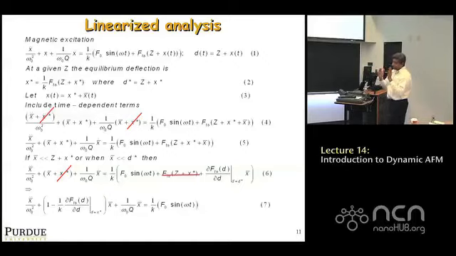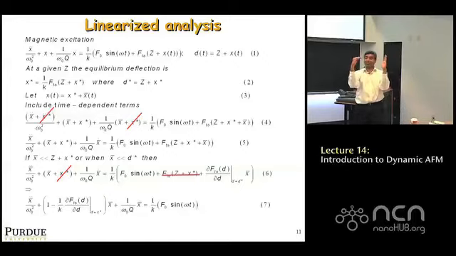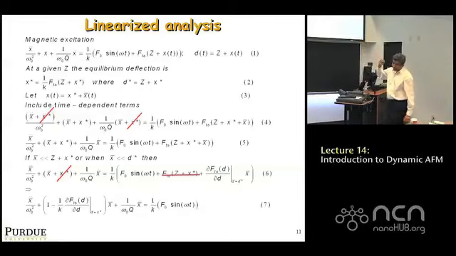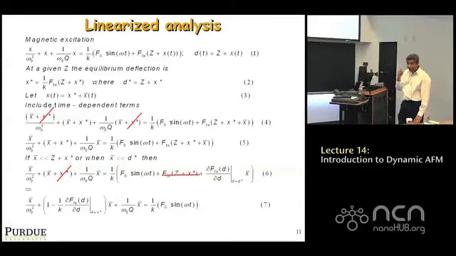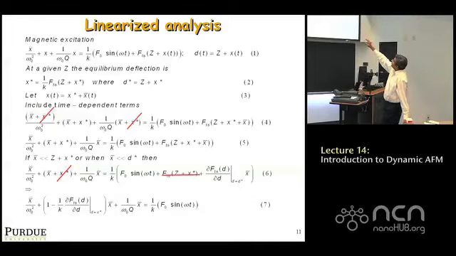Now, so what we have is the surface is here, the cantilever is slightly bent. Now we're going to oscillate it a little bit about that equilibrium position. So we now say that X of t is going to be equal to that equilibrium position X star plus X bar t. X bar is the time-dependent perturbation about that equilibrium position. Okay?